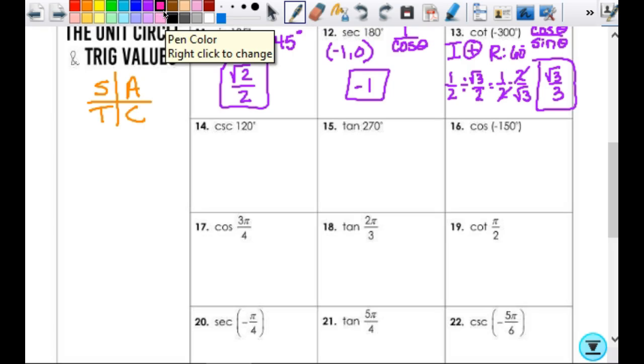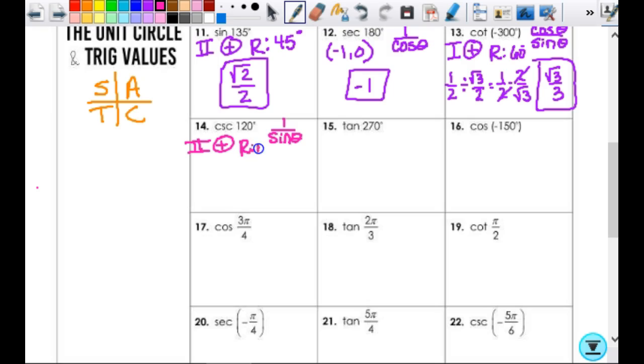Cosecant. What's the reciprocal of? This is theta 120. Second quadrant, is it positive or negative? And then angle 60. 60 degrees. Tangent is what over what? Sine over cosine. Good.